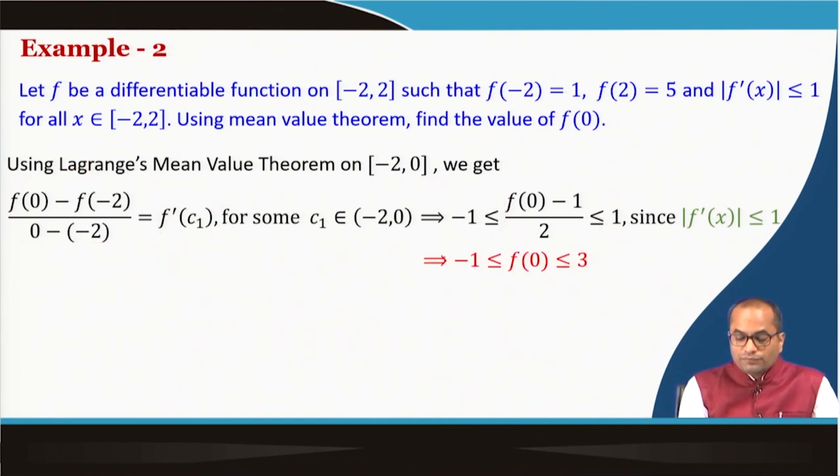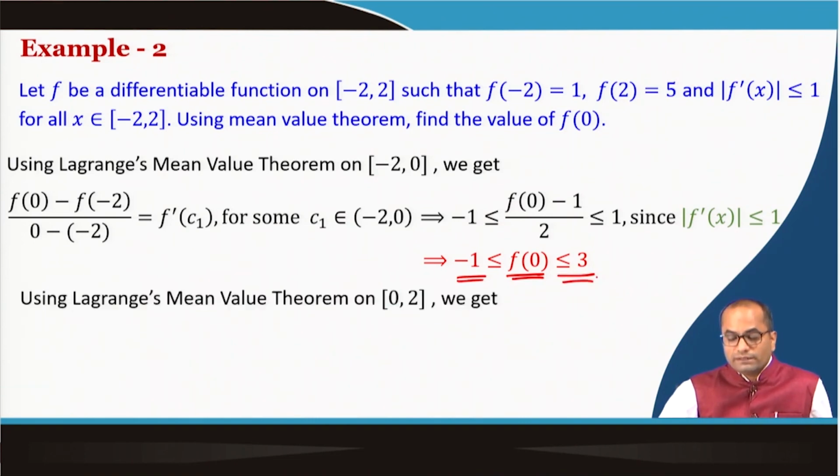So, from here we get that -2 is less than f of 0 minus 1, which is less than 2, and then we add 1 to both sides. So, we get the inequality that f of 0 will be greater than or equal to -1 and less than or equal to 3. This inequality we get.